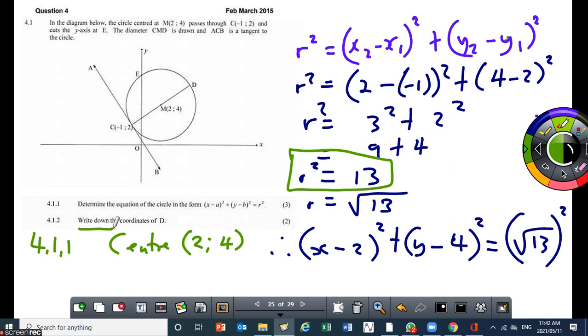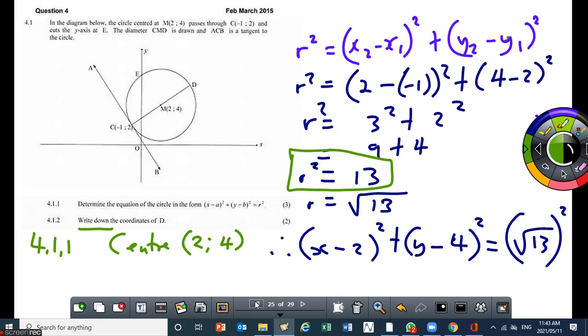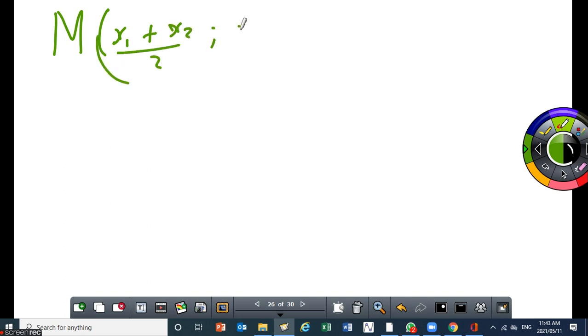Okay? Point M is the midpoint of CD because CD is the diameter. So I'm going to use the midpoint formula. To do that, I hope you know that your distance formula can be split into two: an equation in terms of x and an equation in terms of y. So if I write here M, x, it will be x1 plus x2 all over 2, y1 plus y2 all over 2.